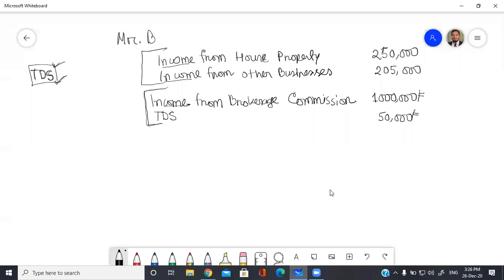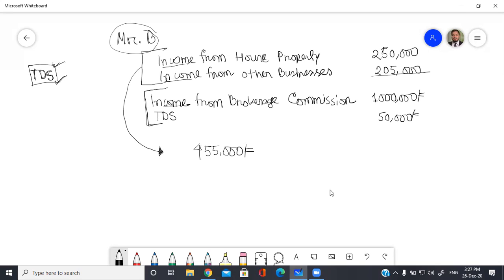Okay, so the thing is like that. We have separated it out. First of all, let's make some regular calculation. How much regular income is there on which minimum tax is not applicable? It is 455,000. Let's assume that Mr. B is not a company. Mr. B is an individual.